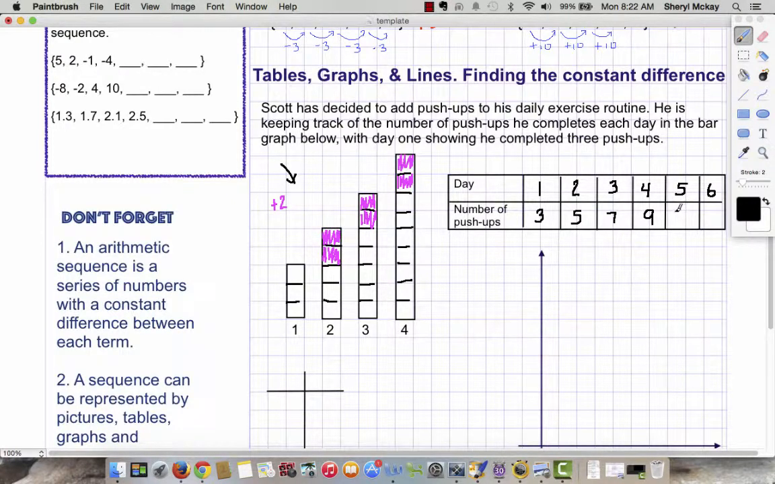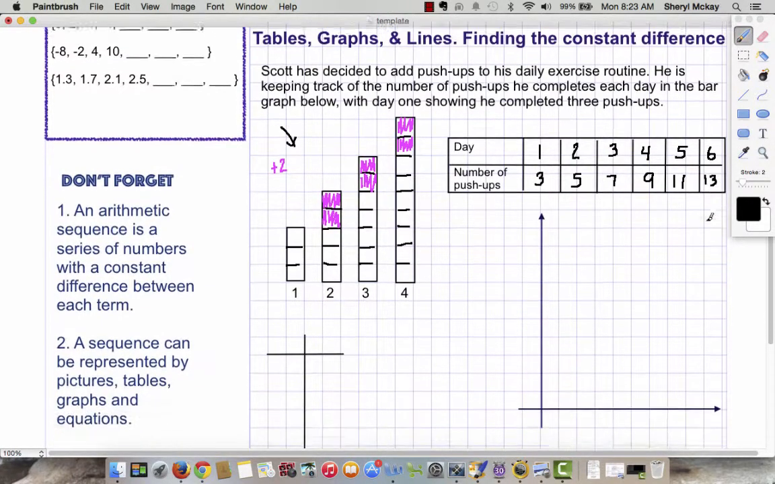Did you put 7? Whoops, not 7. Silly me. 11 and 13. You should have, because each time we added 2. Okay? So this is just another way to look at a sequence in sort of a table that goes across. Days go across the top, 1, 2, 3, 4, 5, 6. Push-ups, 3, 5, 7, 9, 11, 13.